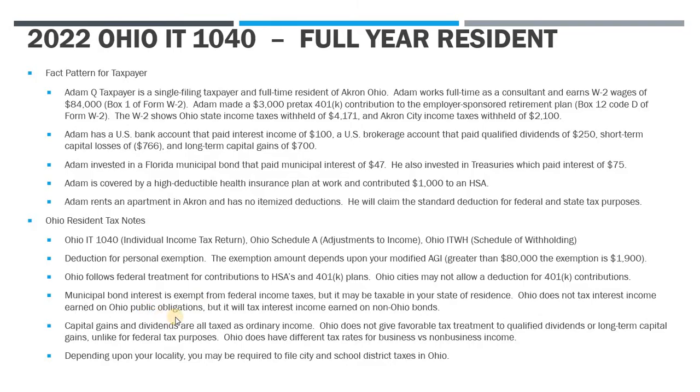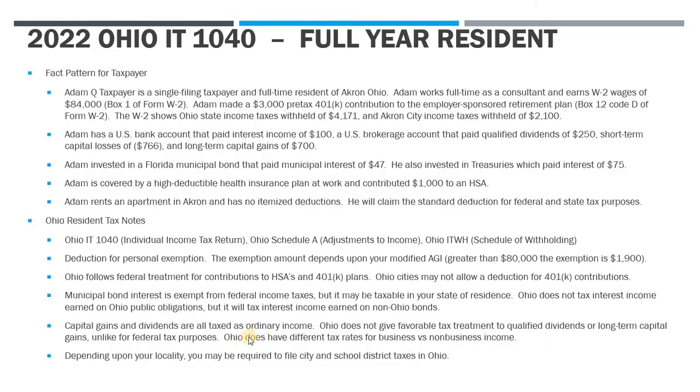Now on the municipal bond interest issues, so municipal bond interest is exempt from federal income taxes, but it could be taxed at the state level. Now, Ohio, like many states, doesn't tax the municipal bond interest income from issuers within its own state, right? So if it's an Ohio state muni, it's going to be exempt, but it's going to tax interest income earned on non-Ohio municipal bonds. And so in our example here, because Adam has a Florida bond, he's going to be subject to tax on that interest.